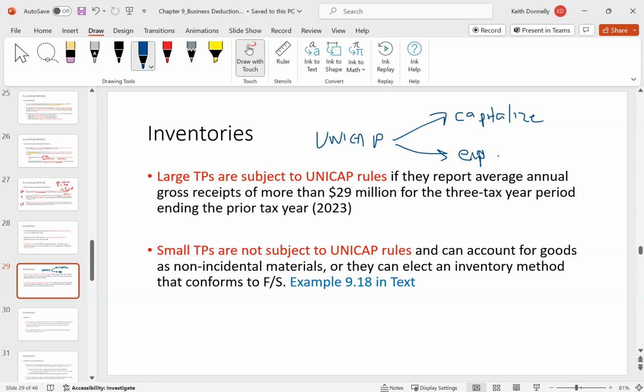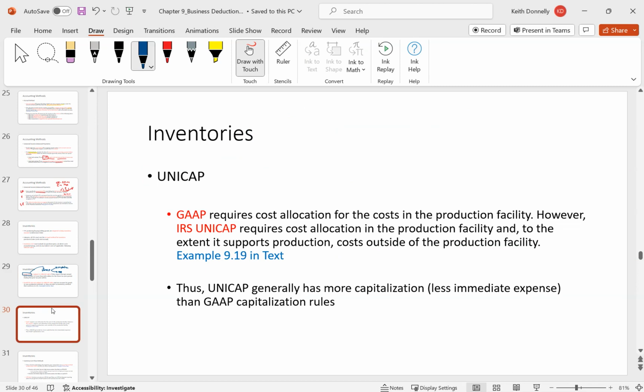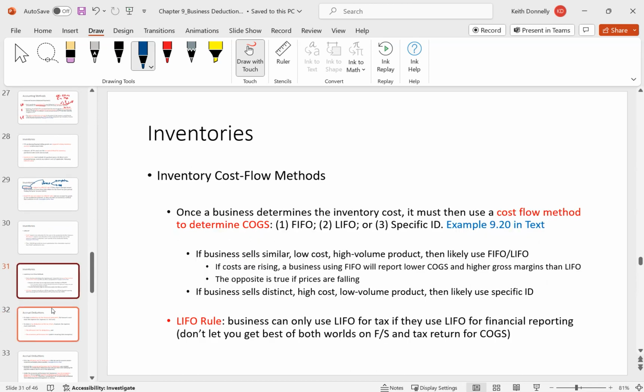Accordingly, because UNICAP is a headache, only large taxpayers are going to be subject to UNICAP. We've seen that test for large taxpayers. They're going to have to be subject to UNICAP. Likewise, we said they must use the accrual method. It's easier being a small guy here. Small guys are going to have easier stuff when they're doing their tax returns. With UNICAP, it's really about what I said: what do you capitalize versus what do you expense?